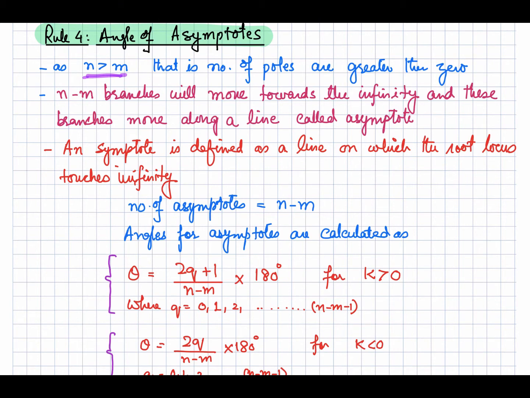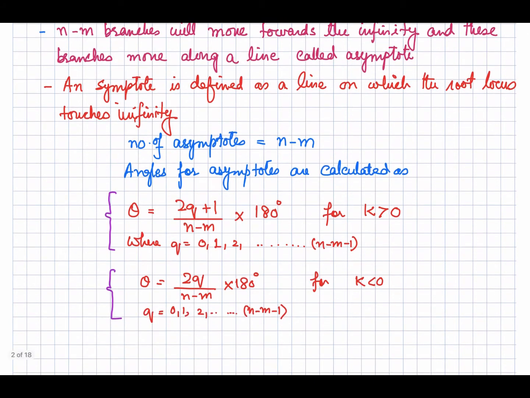Okay, so the number of asymptotes is equal to n minus m. So how can we calculate the angles for those asymptotes? Those are calculated with the help of this equation: theta is equal to (2q plus 1) by (n minus m) into 180. For positive gain, what is q in this? It goes 0, 1, 2, and so on up to n minus m minus 1. So you will have to vary q up to this point, starting from 0, and you can find out the angle of asymptotes.